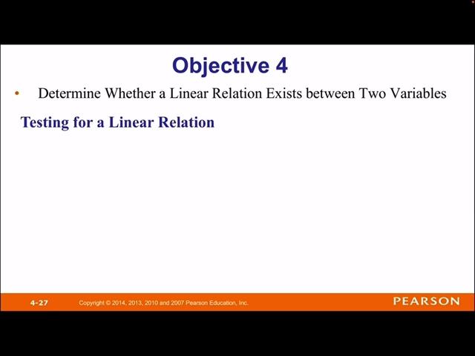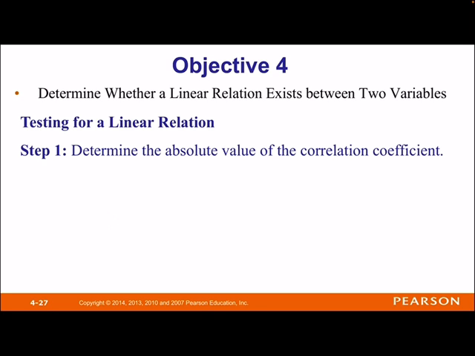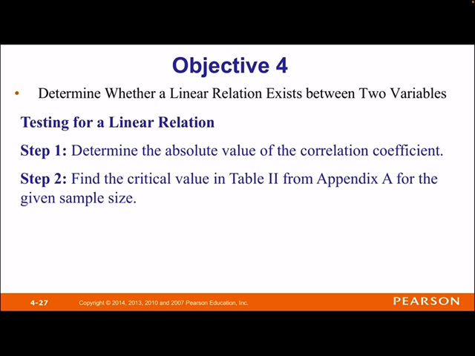So objective 4 is to determine whether a linear relation exists between two variables. So we're going to do a test to see if a linear relation exists. The first thing that we're going to do is determine the absolute value of the correlation coefficient. Again, correlation coefficient is the R value. And then we're going to find something called the critical value from table 2 in appendix A for the given sample size. So we need to know how many data points that we have. And again, that table 2 will always be given to you. It's also in the back of your textbook. It's on the next slide. You're always going to have it.